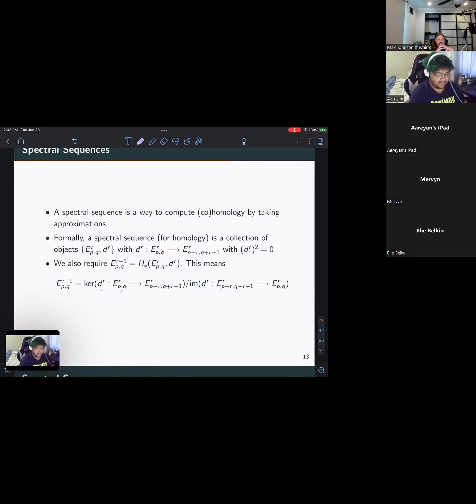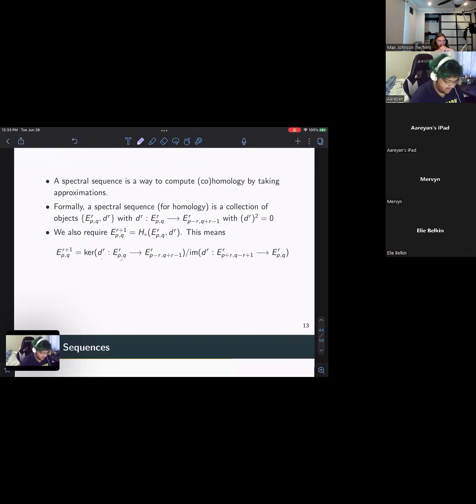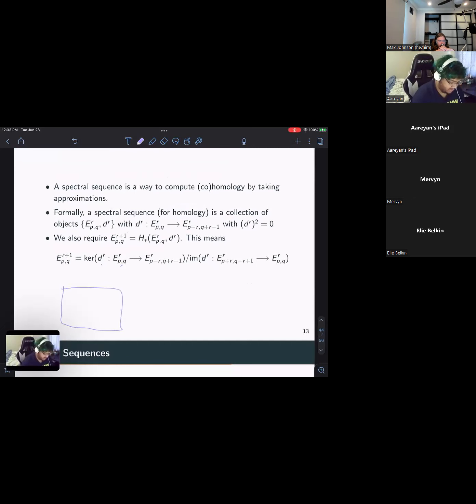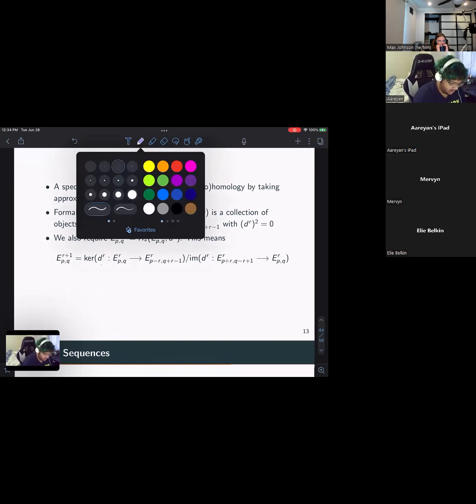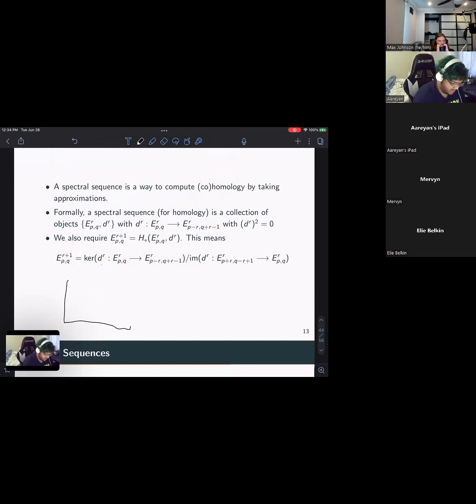So basically the idea is that you have a collection of pages. On each page I have this grid, this Z squared grid. On my first page, all my arrows are decreasing p by 1 and not decreasing q at all, because r equals 1. So it's my r equals 1 page, and everything is just moving to the left. These are all my arrows, my differentials.